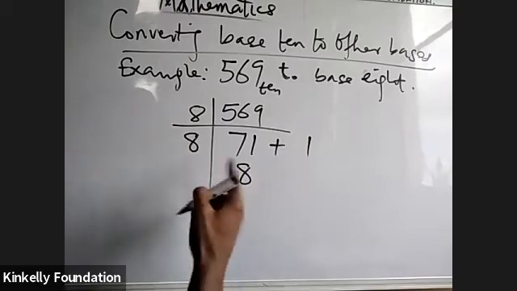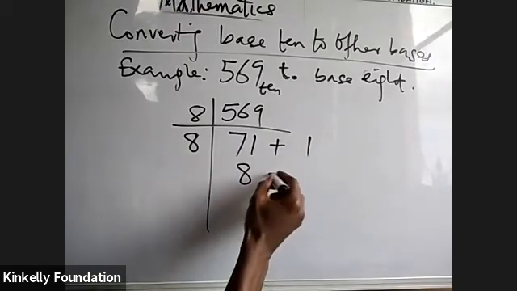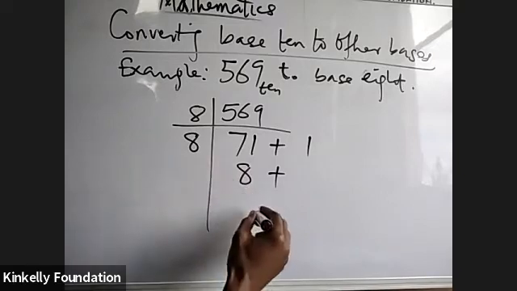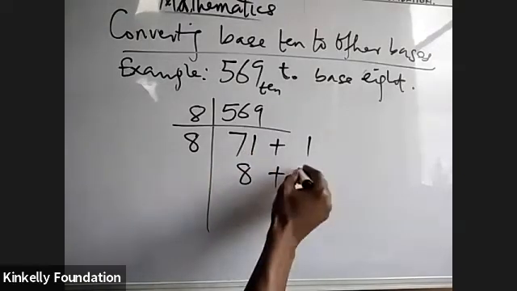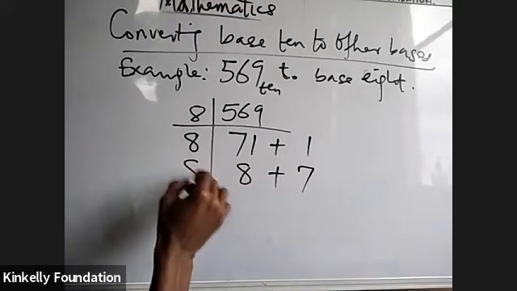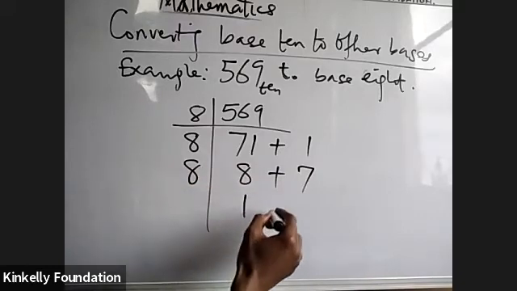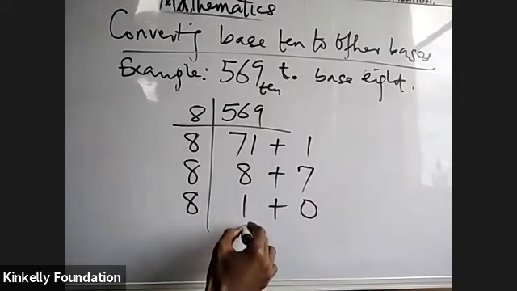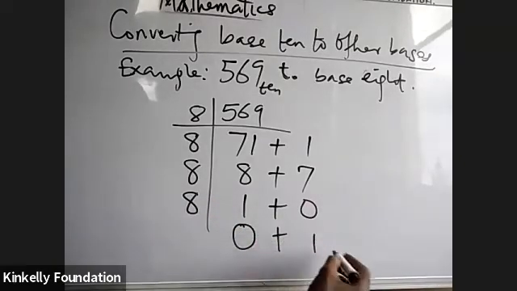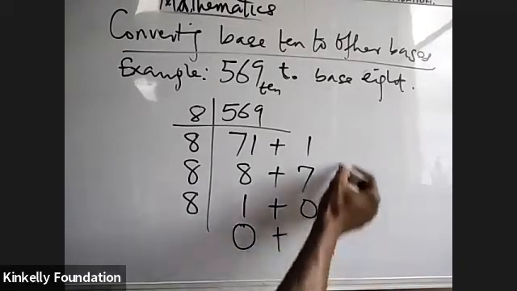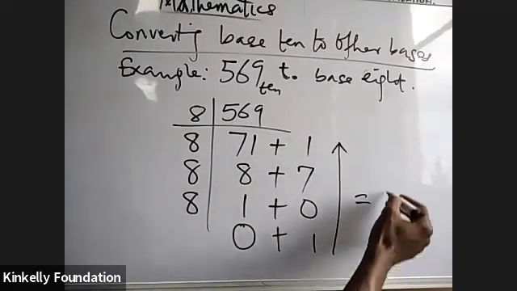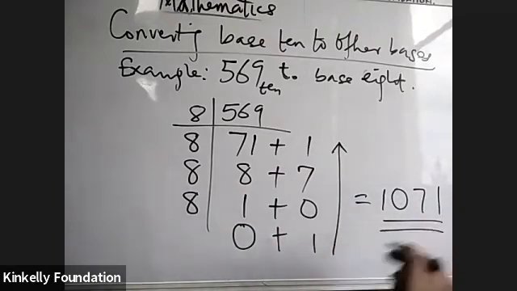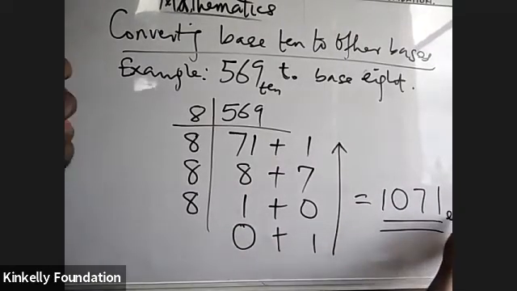8, because 8 times 9 is 72. That's 8 times 8 is 64. So the difference is 7. 8 divided by 8 is 1, remaining 0. And 1 divided by 8 is 0, remaining 1. We go from down to up to give us 1071. This is the answer in base 8.